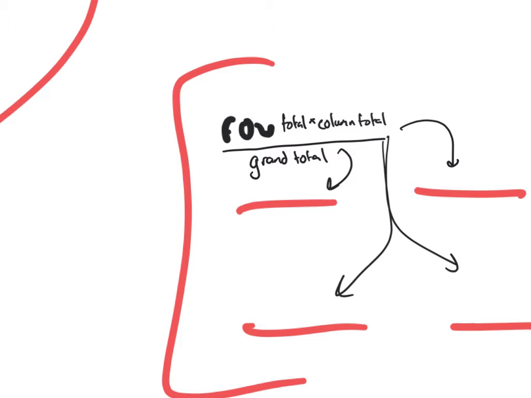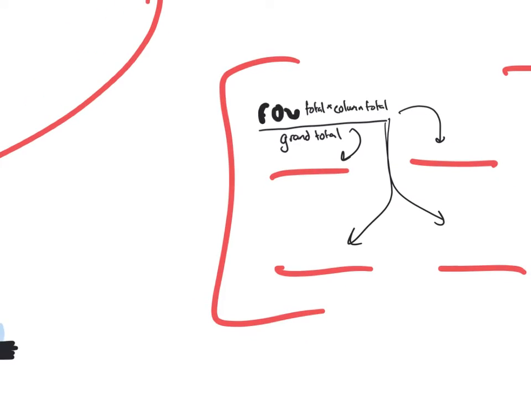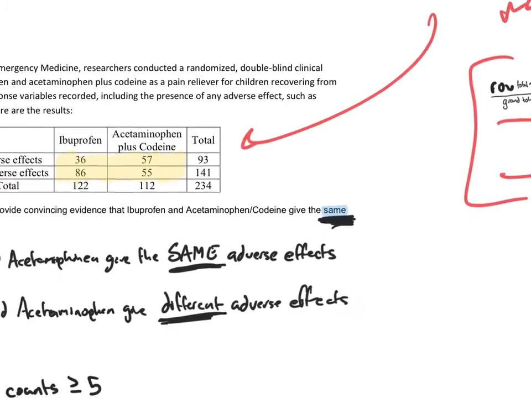So I'll show you how to do it by hand, but the good thing is we don't have to do it by hand. Our calculator will do it for us, but I do want you to know how to do it by hand, especially if you're taking the AP exam. That's a very common multiple choice question. It's just how do you find a single expected count in any of these? So row total times column total divided by grand total.